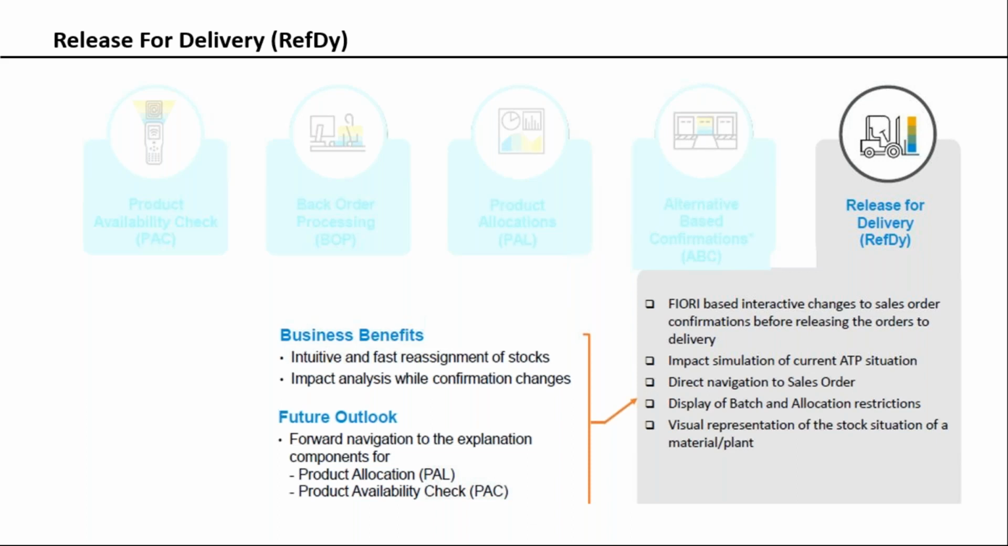I think currently it supports only the product availability check. Maybe in future releases, the product allocation check also will be carried out during the release for delivery option.